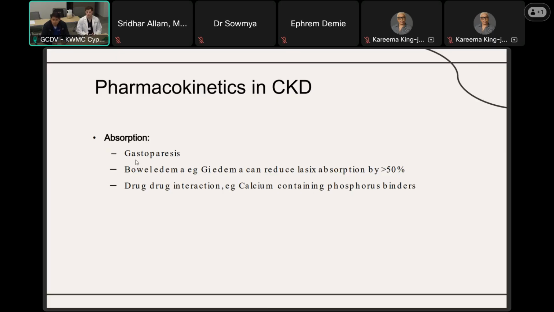On the other hand, we all know that there is bowel edema that can happen in patients with kidney disease, especially if they have fluid overload.